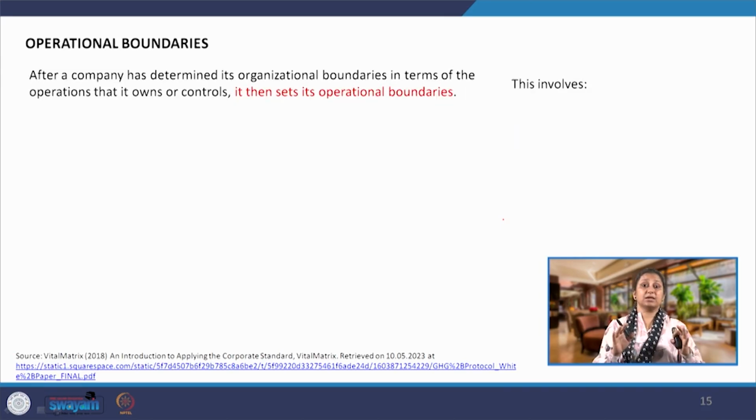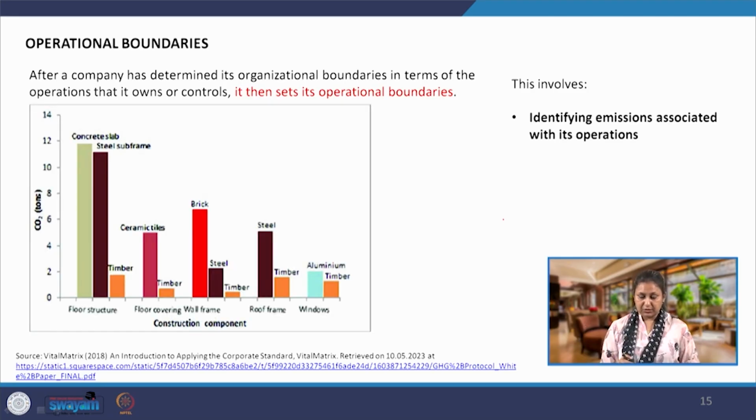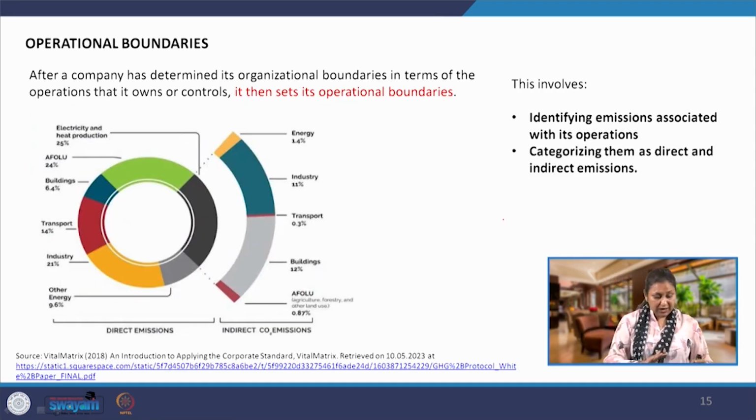Once we have defined the organizational boundary, which kind of includes everything, we have to set its operational boundaries. For example, say a developer company, a construction company. So, we have to know where and how much is actually going in operations and which particular activity. So, for a construction company it could be individual components, that for example windows, how much is going in windows or roof or walls or what, it could be different for different companies. So, we have to know that where exactly is the emission happening from, direct and indirect.